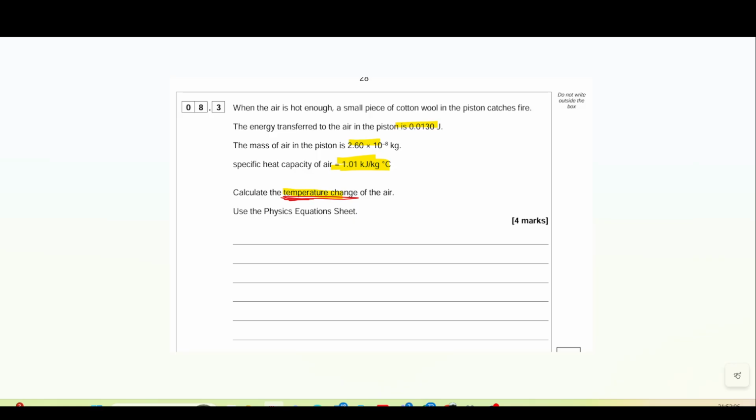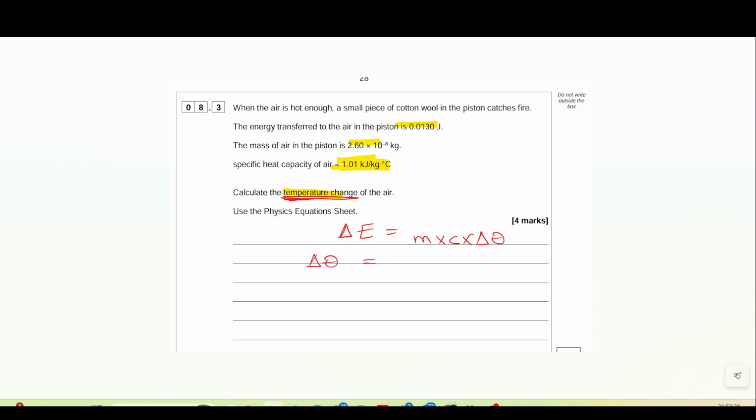Change in thermal energy equals mass times specific heat capacity times temperature change. Exactly. So change in energy equals mass times specific heat capacity times temperature change. This formula. Okay, good. What we need is temperature change, so we will rearrange the terms. What will you get? Tell me.